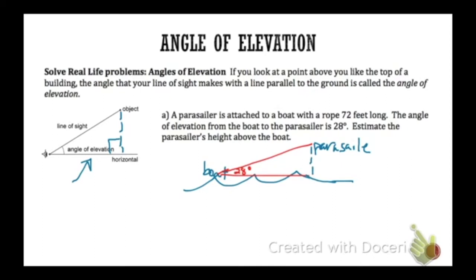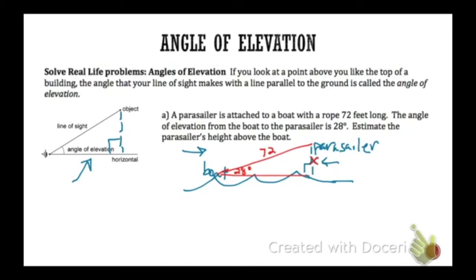Now the boat is over to the left, but when it's height above the boat, this distance here would be the same as the distance over here from the boat. So we're looking for X, and then I notice that my rope is 72 feet long, so that right there is that length.